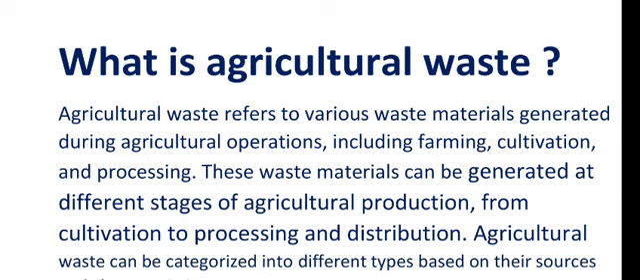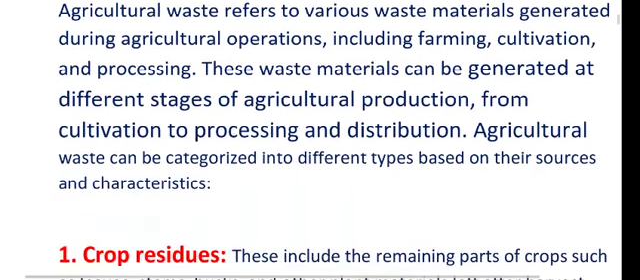So, agricultural waste refers to the various waste products and materials generated during agricultural operations, like farming, cultivation, and processing. These waste materials can be generated at different stages of agricultural production, from cultivation to processing and distribution. Agricultural waste can be categorized into different types depending upon their sources and characteristics, like from which sources the agricultural waste is produced. On the basis of that, we can classify them.